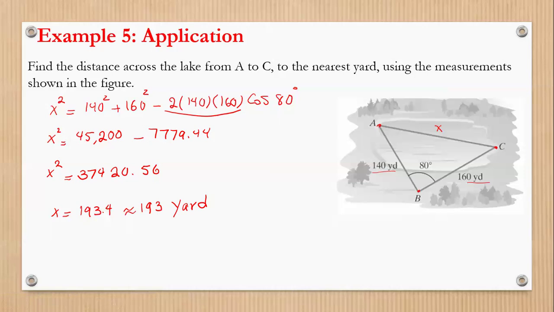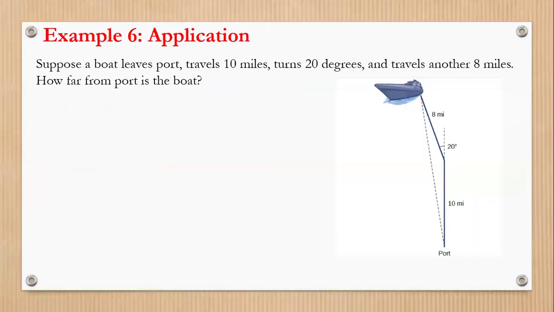And the last example, it says, suppose a boat leaves the port. This point is the port. It leaves the port, travels 10 miles to this point, and turns 20 degrees, and then travels another 8 miles. Now the boat is here. Now it's asking how far from port is the boat, which means find this side, and it creates a triangle again. You want to find this side.